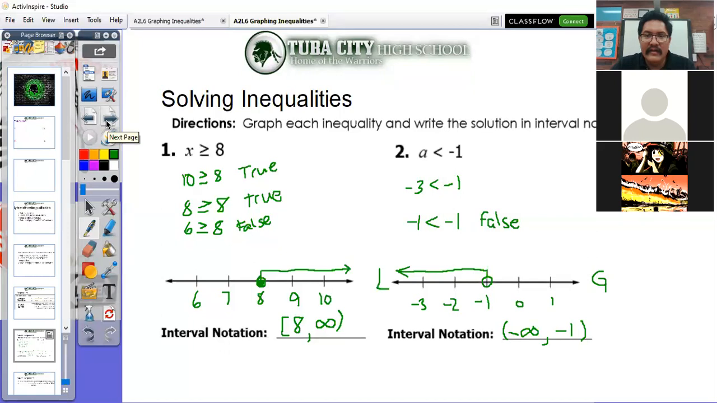Because -1 and -1 are equal, but there is no or equal to sign. So that or equal to sign does make a difference on whether this is going to be a true or false statement. And that's kind of the basics of graphing and interval notation.